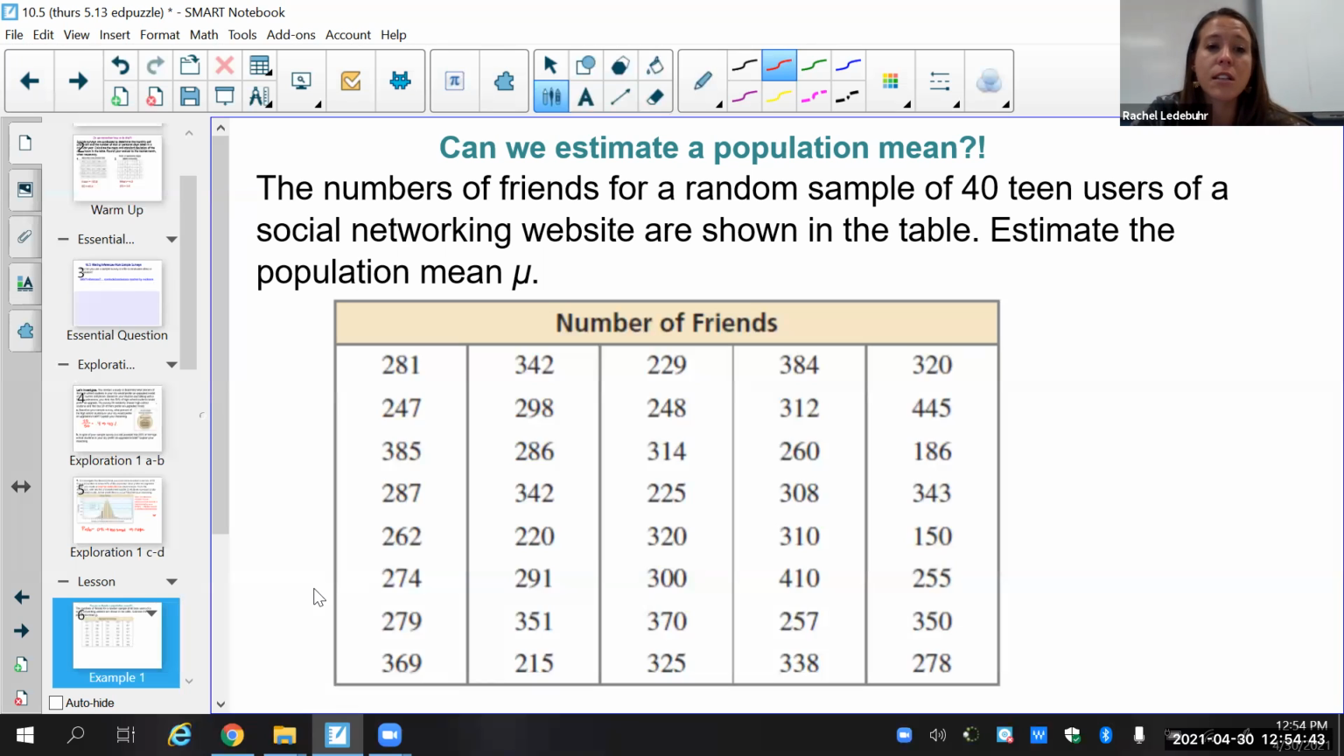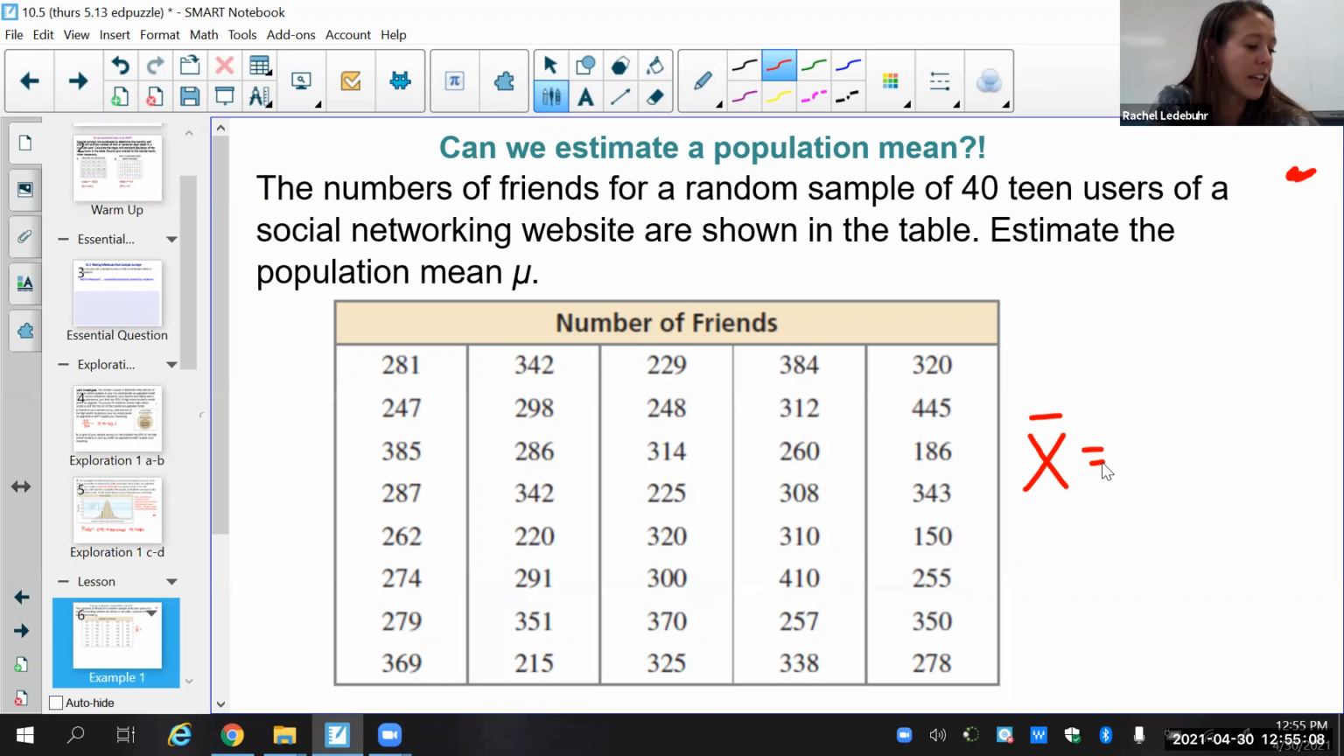Okay, so it says the number of friends for a random sample of 40 teen users of a social network website are shown in the table. We want to estimate the population mean. I want you to take a second, use your calculator and find the sample mean, what we've been doing, meaning find X bar. So pause your video and find X bar.